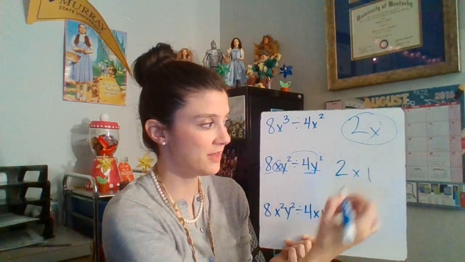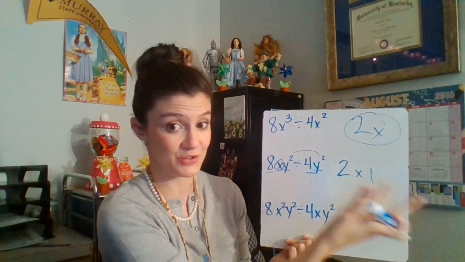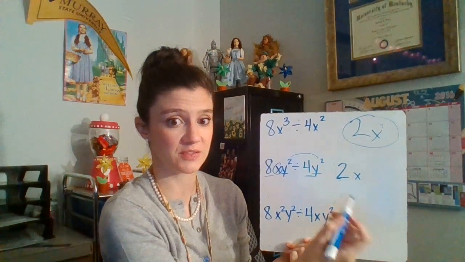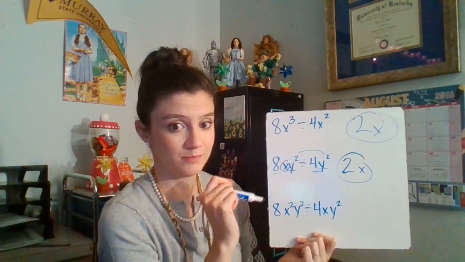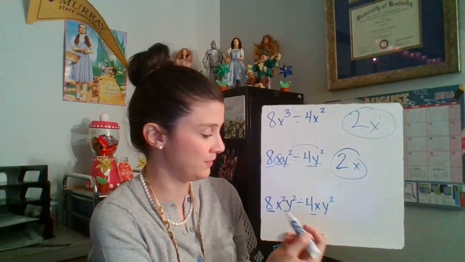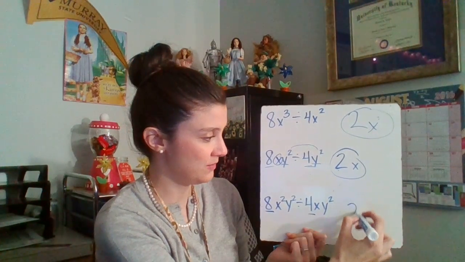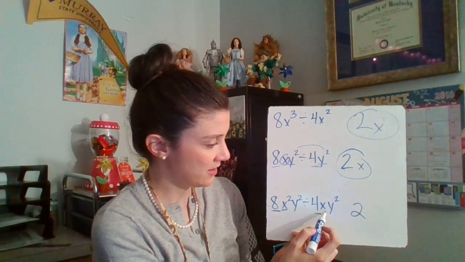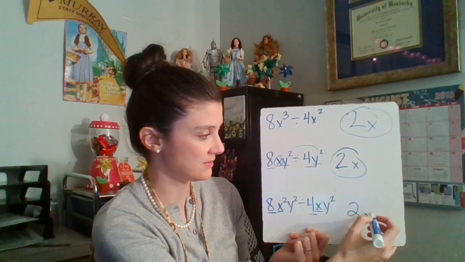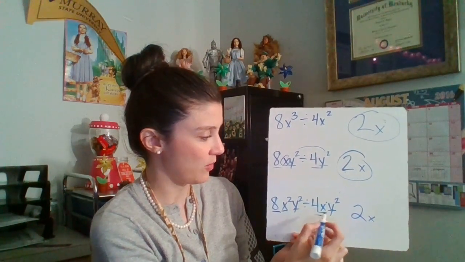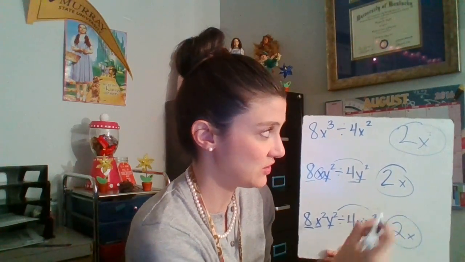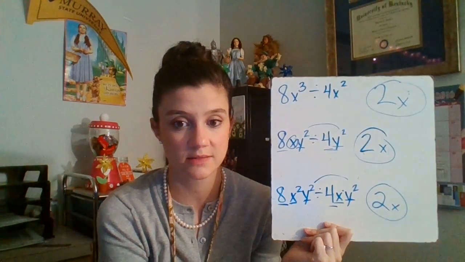We could have the 1 there, but 2x times 1 is just 2x. Anything times 1 is itself, so it's not necessary to put the 1 there. So 2x for that second one. Down here, again, we can go ahead and divide the coefficients. They're divisible. 8 divided by 4 is 2. x squared divided by x to the 1 would just be x. And then y squared divided by y squared, 2 minus 2 is 0. So again, we're just leaving this as 2x. They're all 2x's. Kind of crazy.